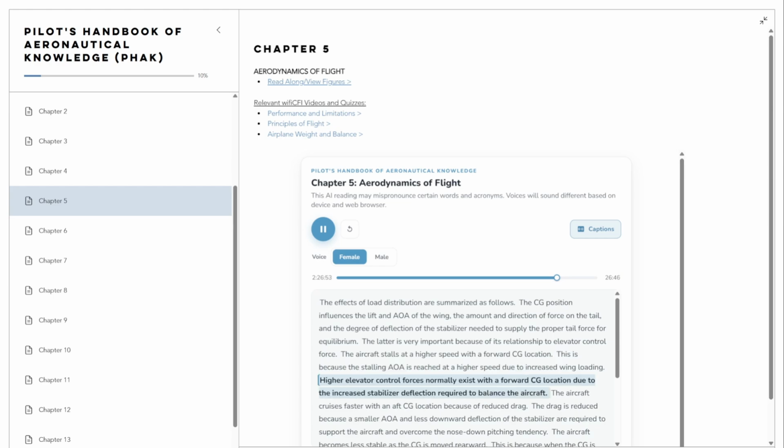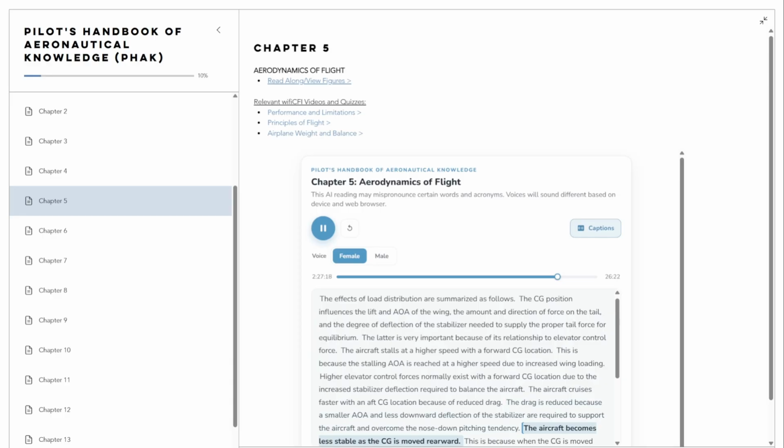Higher elevator control forces normally exist with a forward CG location due to the increased stabilizer deflection required to balance the aircraft. The aircraft cruises faster with an aft CG location because of reduced drag. The drag is reduced because a smaller AOA and less downward deflection of the stabilizer are required to support the aircraft and overcome the nose-down pitching tendency.